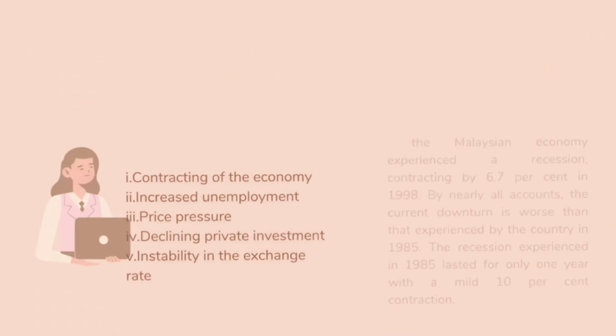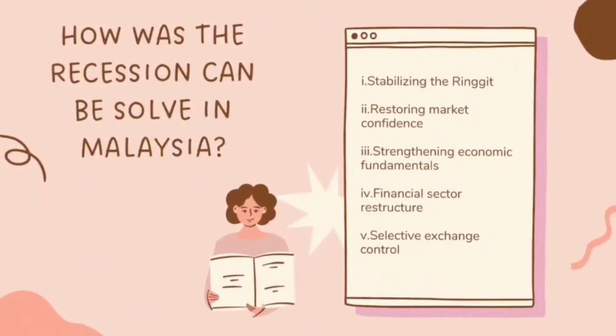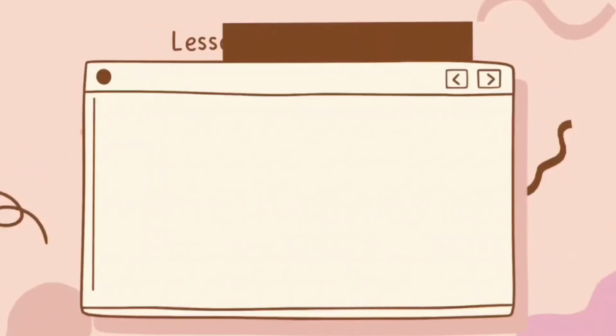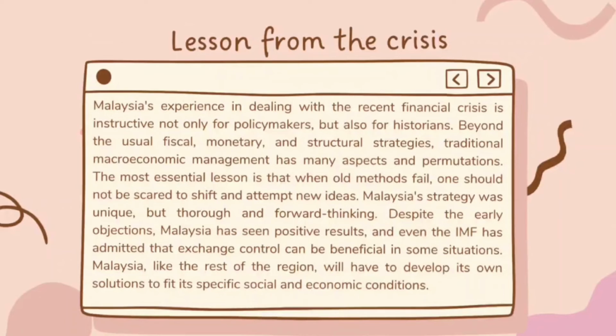In that time, how can Malaysia handle this matter? Here it can be solved by stabilizing the ringgit, restoring market confidence, strengthening economic fundamentals, financial sector restructuring, selective exchange control, and more. So how can we conclude, and what lessons can we get from this recession that hit Malaysia at that time? The recent financial crisis is instructive not only for policymakers but also for historians.